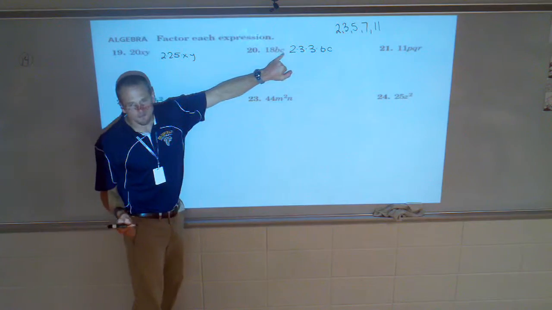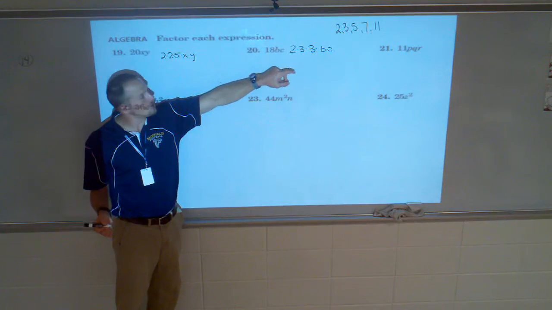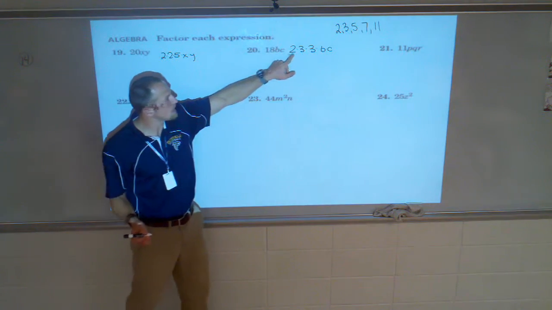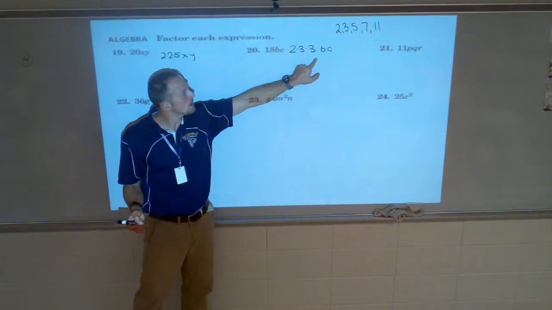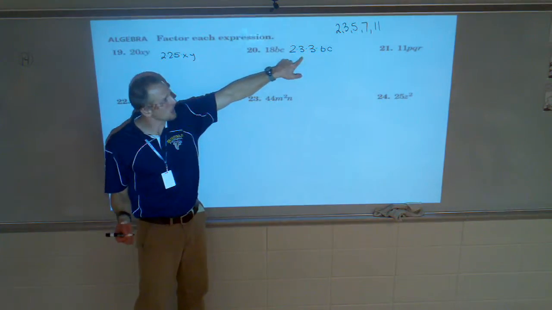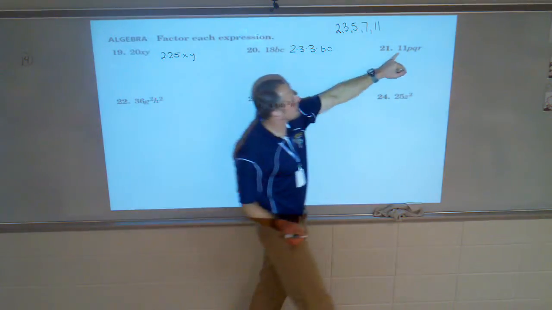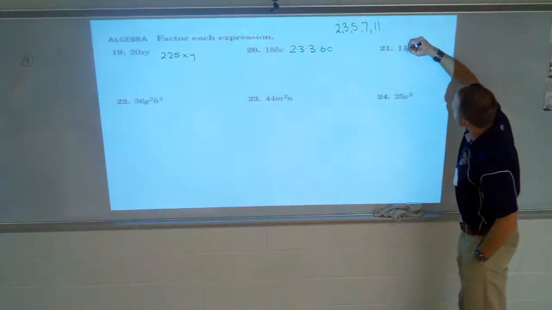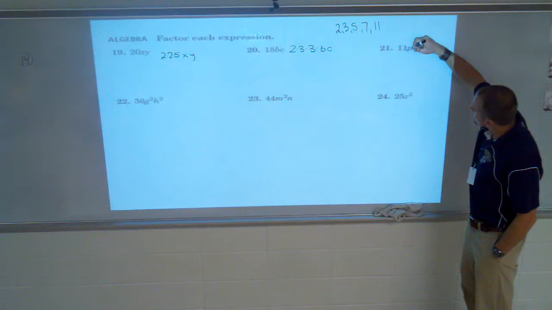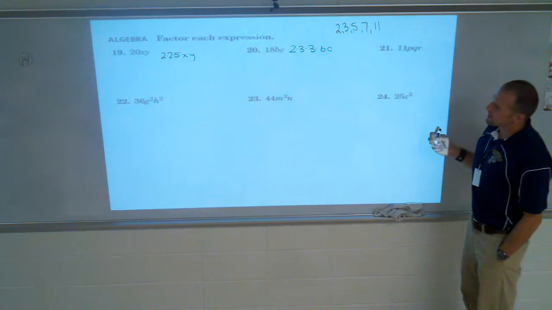If you have variables out here, don't use exponents with your numbers. So don't write 2 times 3 squared times b times c. Don't do that, all right? Over here, 11 is prime, so this is just going to be 11 times p times q times r.